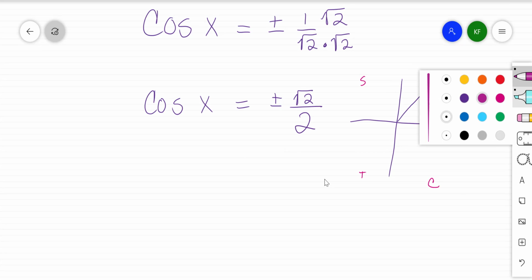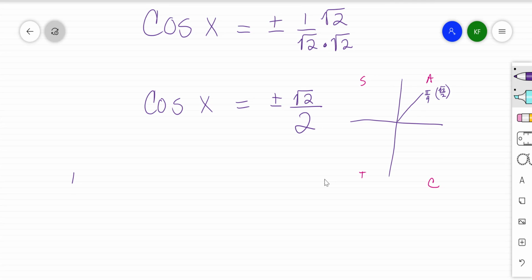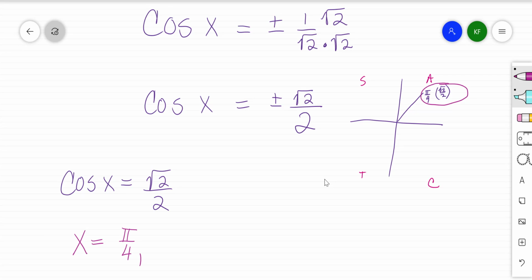Okay, so first I'm going to start with cosine x is equal to positive square root of 2 over 2. So you can see exactly where the answers are coming from. So x is equal to pi over 4. It's positive in the first quadrant. Okay, we're negative in the second quadrant. We're negative in the third quadrant. We are positive in the fourth quadrant for cosine. So that's 7 pi over 4.